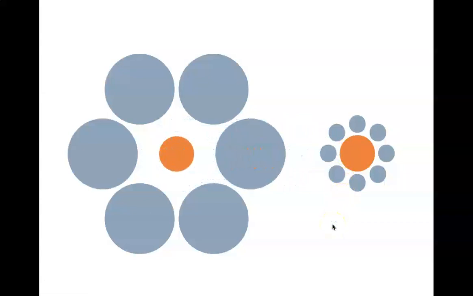Oh, see it again. So this orange circle and this orange circle are the exact same size, y'all. It's an illusion. Your brain's being tricked. The presence of these larger circles makes this one look smaller, and the presence of these smaller ones makes this one look larger. So again, our brain is editing our perceptions of the world.